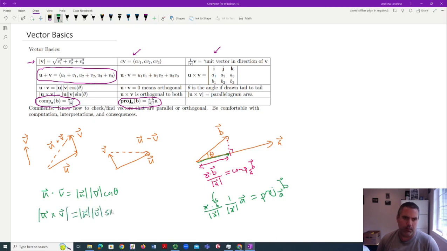So a lot of those old finals that have to do with multiple choice or vector facts, they have to do with this. Do remember you can check your cross product. Okay, that's all I'm going to say about vector basics.